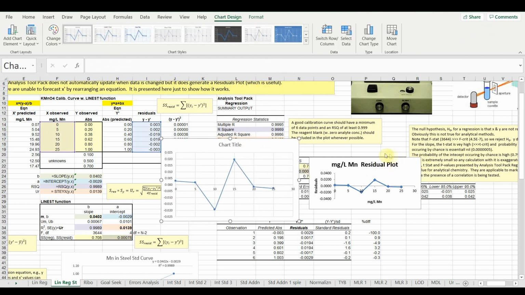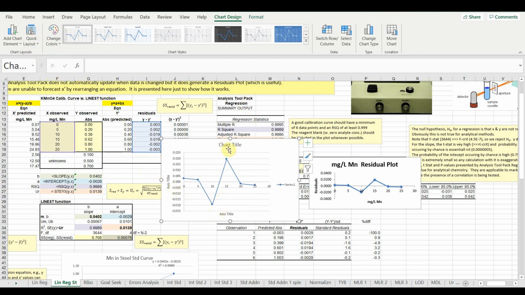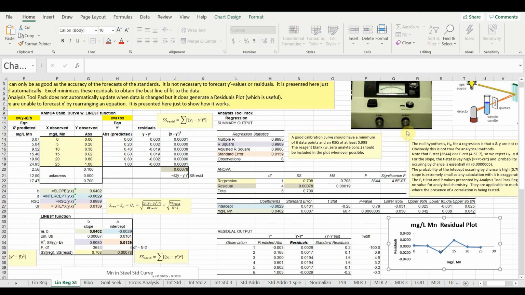Now this chart is one that I have already added axis titles and chart title to it. The one you get from Excel will not have that, but you know how to do that. Simply select the chart and go to quick layout number 1, and you have placeholders, and you can add those pieces as needed. I'll get rid of this one. So these are some important tools for performing linear regression in Excel.